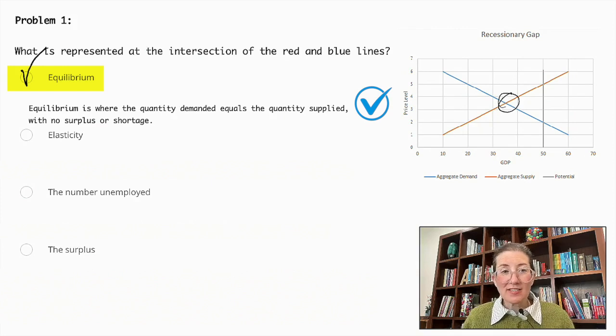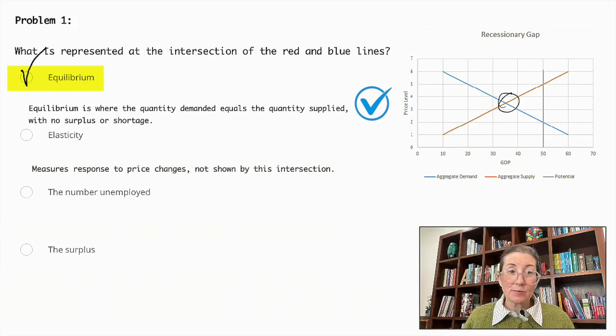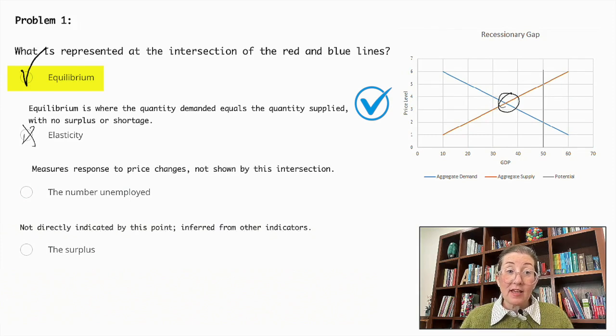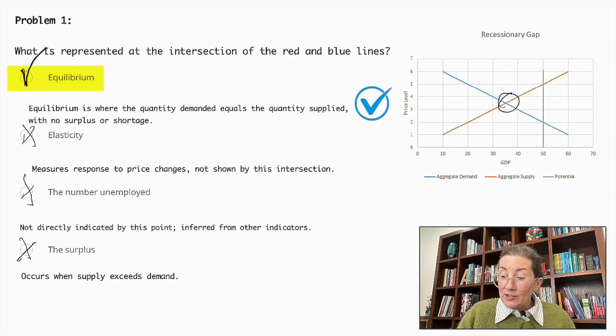So why is it not the other answers? Elasticity. This measures response to price changes and is not shown by this intersection. So that's not correct. The number unemployed. This is not directly indicated by this point, although it is inferred from other indicators. The surplus. This occurs when supply exceeds demand, so this doesn't apply either. So the correct answer is most definitely equilibrium.